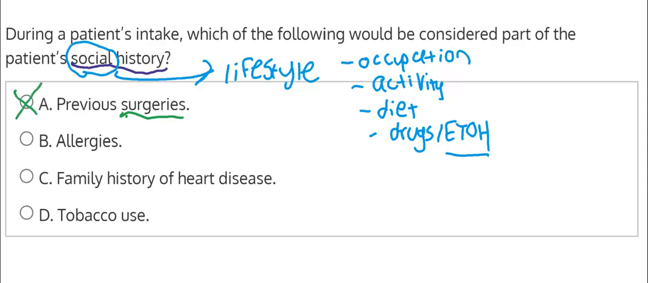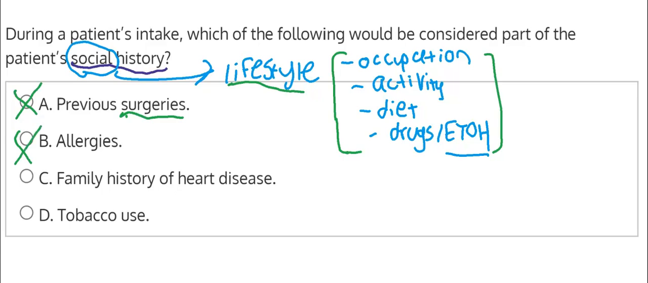Let's take a look at option B. Option B states allergies, and although this is important to note on their medical history and know how to best take care of this patient going forward, this again does not relate to lifestyle as we look at over here, and therefore we can eliminate allergies or option B.